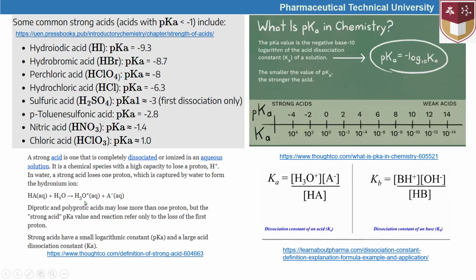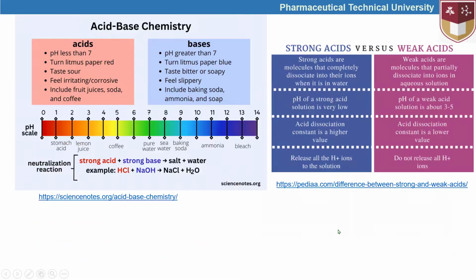So in the solution, we can expect the formation of hydronium ion plus a negatively charged acid molecule. So diprotic and polyprotic acids may lose more than one proton, but the strong acid pKa value and reaction refer only to the loss of the first proton. Strong acids have a small pKa and a large acid dissociation constant. Okay, we talked already about this. And next page.